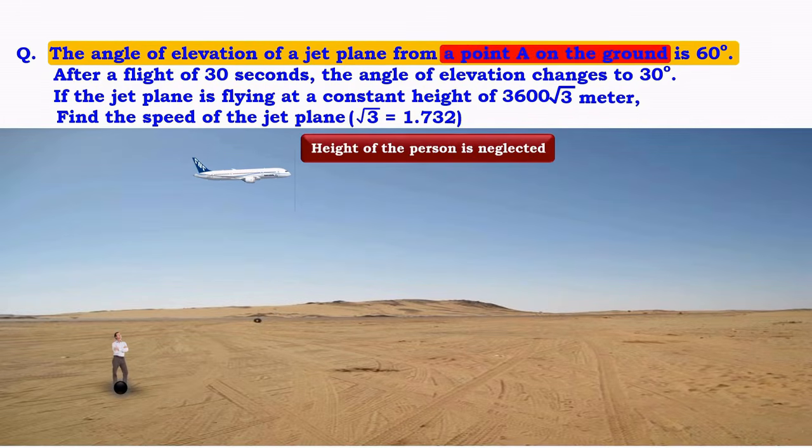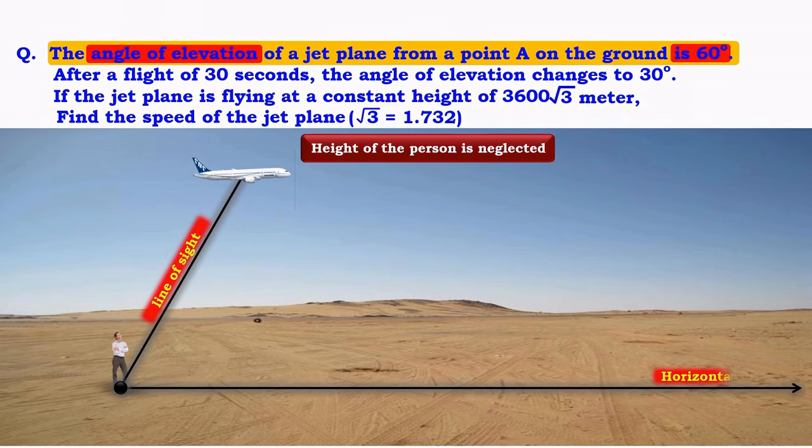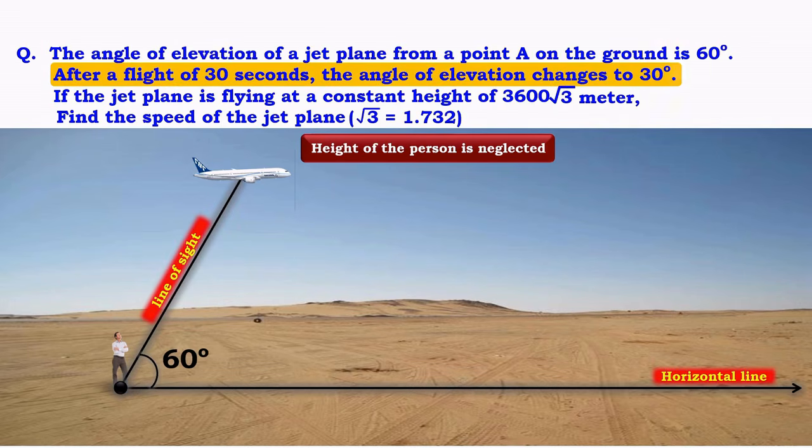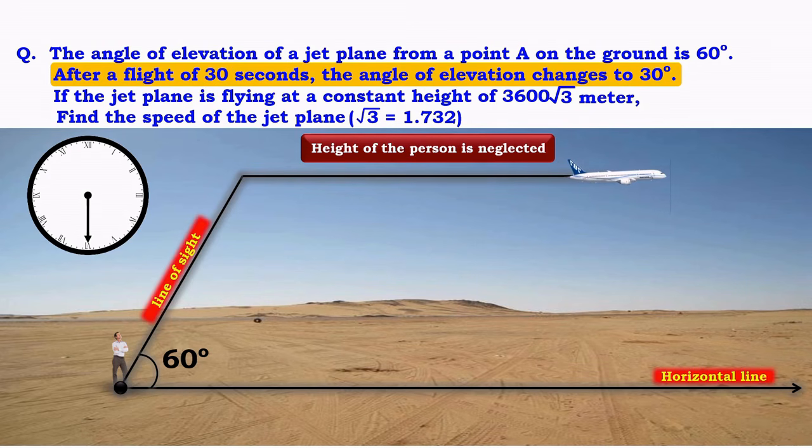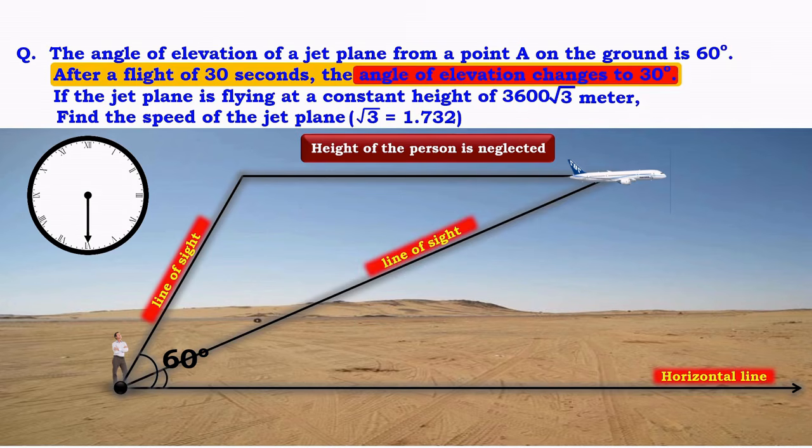Now, let us understand the diagram. P and Q represent the first and second positions of the jet plane. A represents the point on the ground from where the jet plane is observed. The angles PAS and QAR are the angles of elevation. The angle PAS is 60 degrees and the angle QAR is 30 degrees.